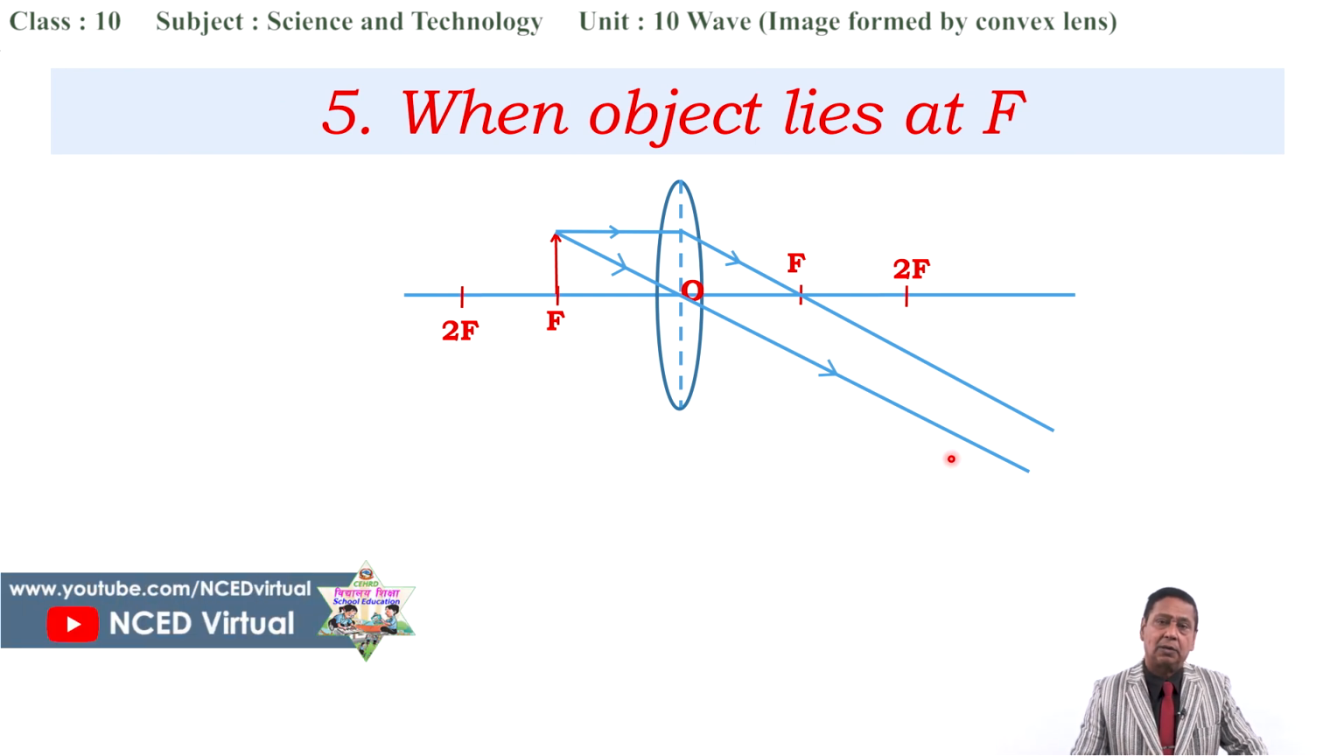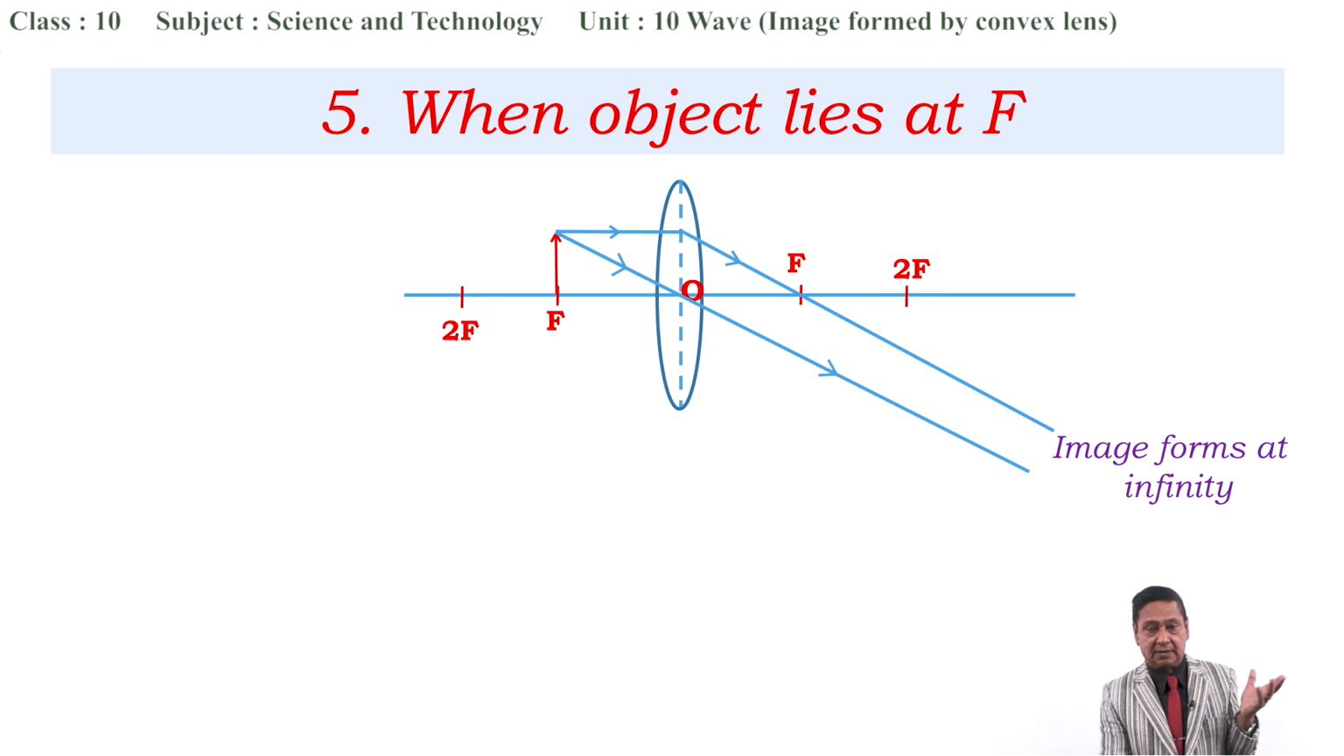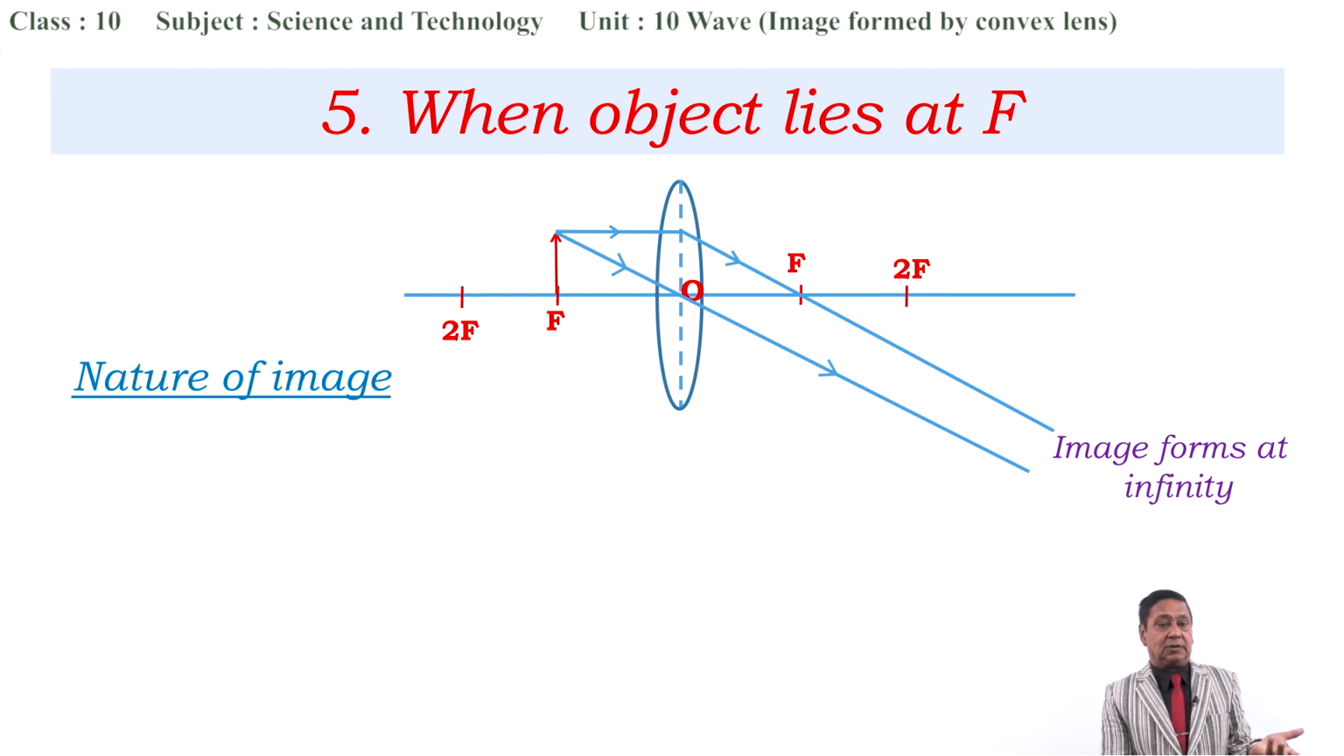Actually they are coming closer and closer to each other, but the amount of coming closer is very, very less. If they are produced to a sufficiently long distance outside this paper, then they will meet at a certain place at infinity, which cannot be shown on the paper. That's why I want to write here, these two rays of light meet at infinity, that's why the image forms at infinity. Yes. And what is the nature of this image?